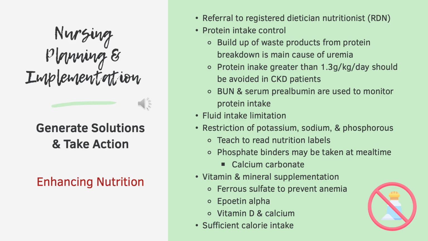Now let's talk about vitamin and mineral supplementation to address deficiencies that are common in CKD. Anemia, due to decreased erythropoietin production and limited dietary iron, is treated with ferrous sulfate supplements and medications like epoetin alpha. Patients also require vitamin D and calcium supplements to help support bone health and to counteract the effects of that phosphorus imbalance.